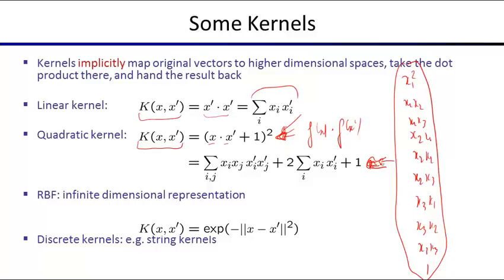Yes? So I see the reason why the Gaussian kernel will be nice, but if it's an infinite feature space. Yes. Doesn't that mean that you can always separate the training data?